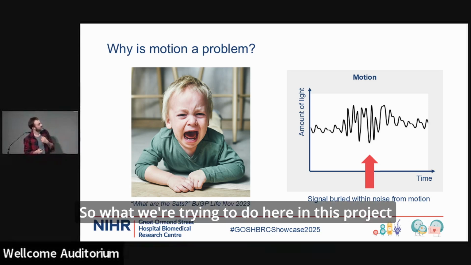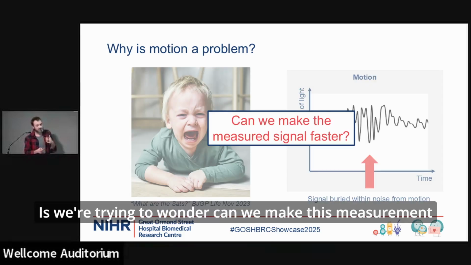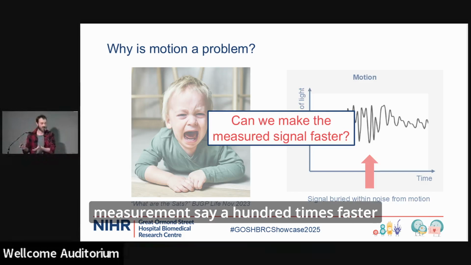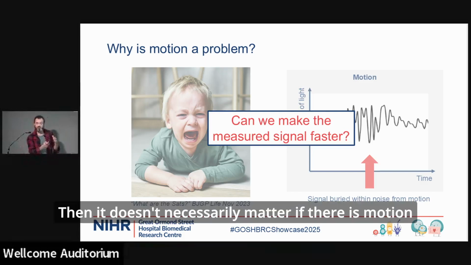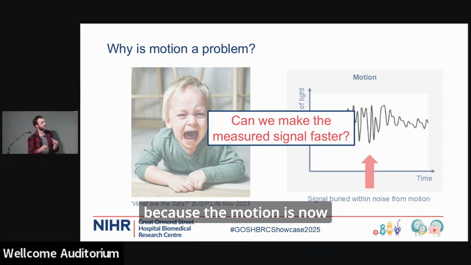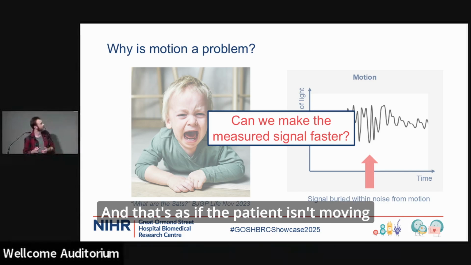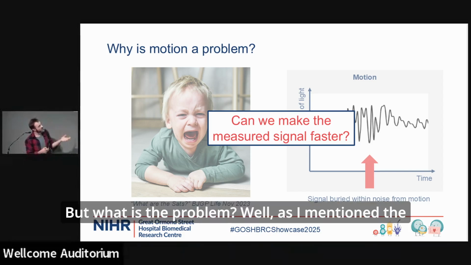So what we're trying to do in this project is wonder: can we make this measurement process faster? If we can make this measurement, say, 100 times faster, then it doesn't necessarily matter if there is motion, because the motion is now effectively 100 times slower, and that's as if the patient isn't moving. But what is the problem?